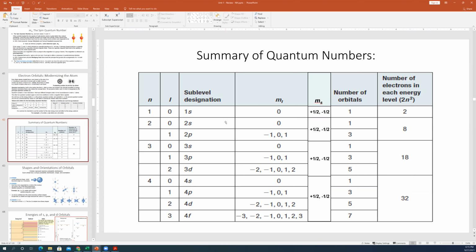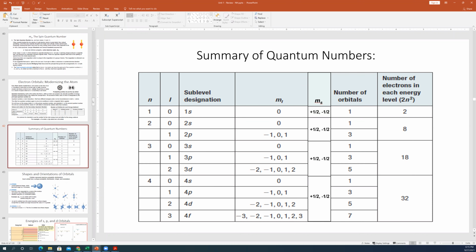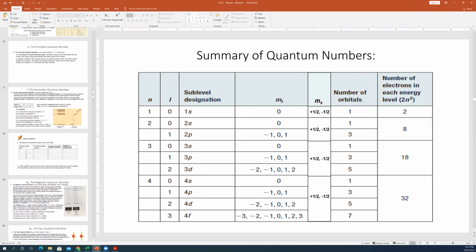Miss, I remember this from grade 11, but could you go over what each of them mean again? Yes, okay, so let's go over that again. Let's go over the 4 quantum numbers again.